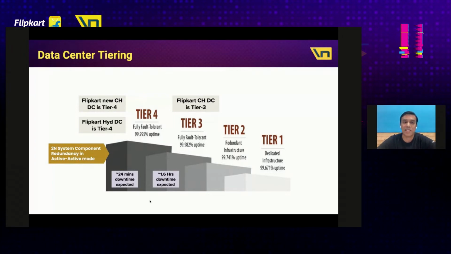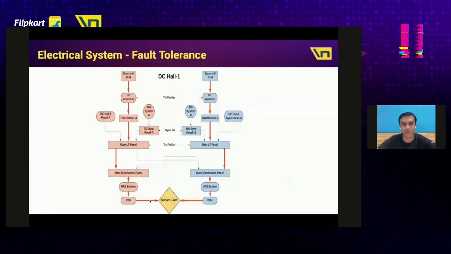Tier 4 basically achieves this by having 2N system component redundancy, which means if N is required to handle the required functionality, we have twice the system components required, and all of them run in active mode. So fault tolerance is an absolutely important key thing which goes into our data center design. So let's see how we enable this in our tier 4 data centers in some of the components.